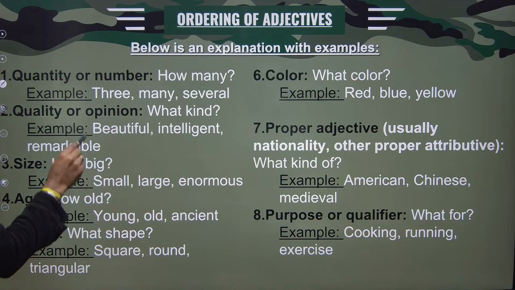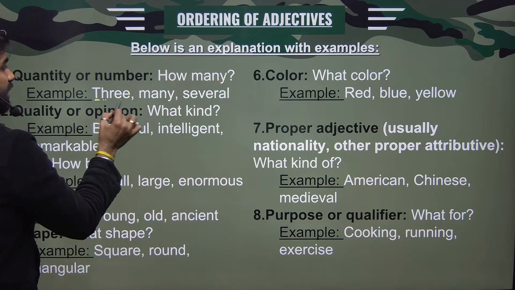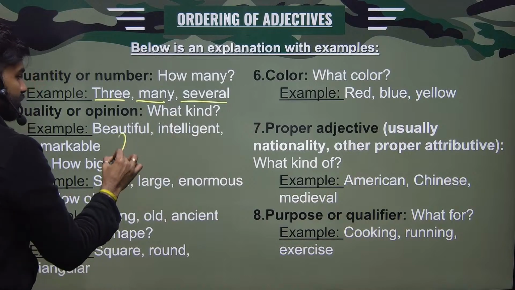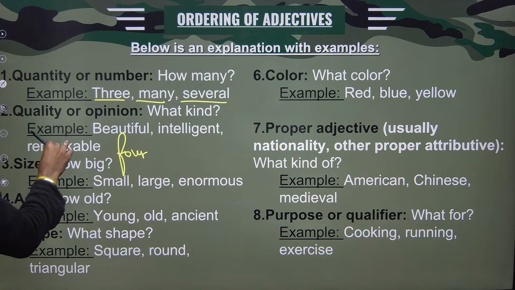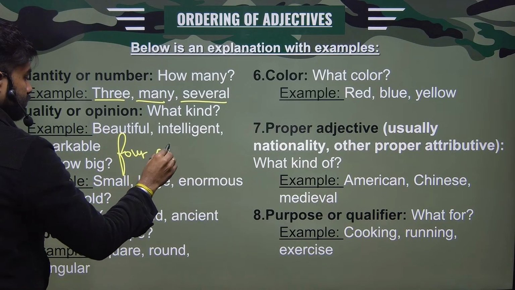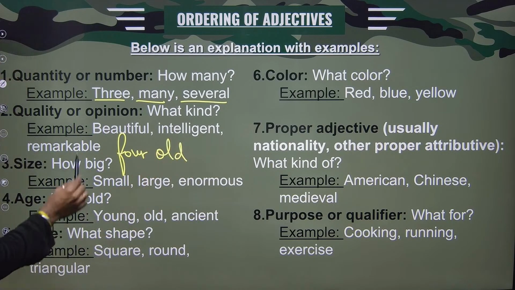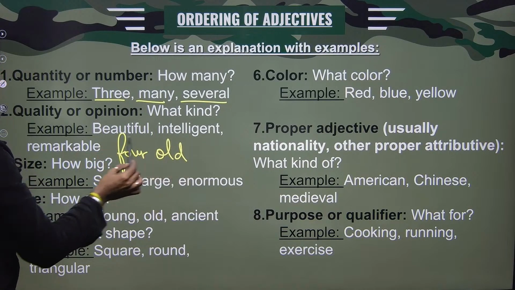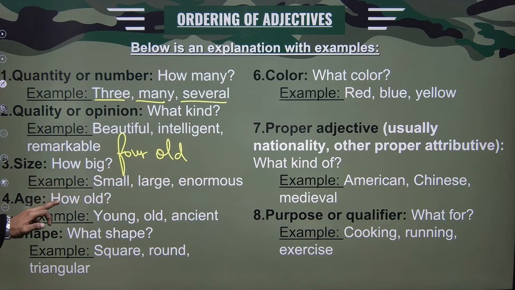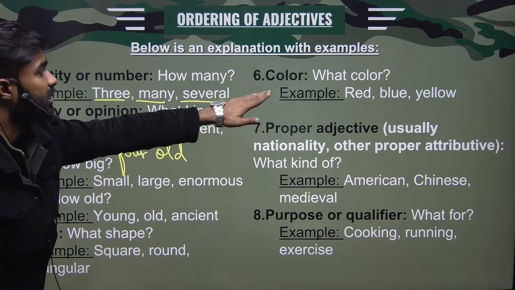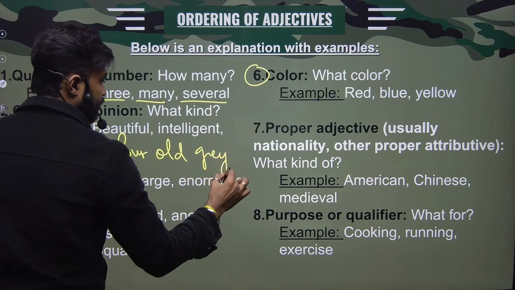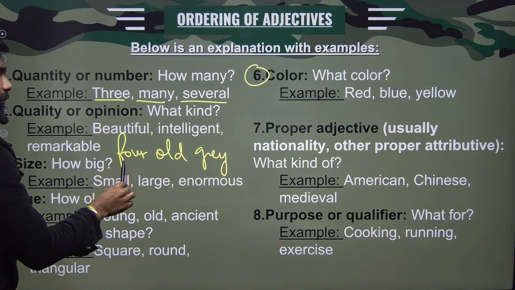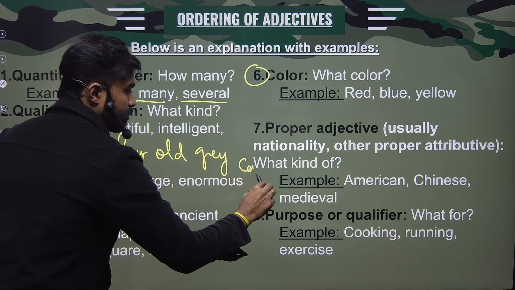First, you should always order with how many? 3, many, several. So 4. Clear? Next, the quality. Old. All right. See, what kind? Beautiful, intelligent, remarkable. How big? Or else how old? Shape. Color. Color is coming in the sixth place. So the correct answer will be 4 old grey cars.